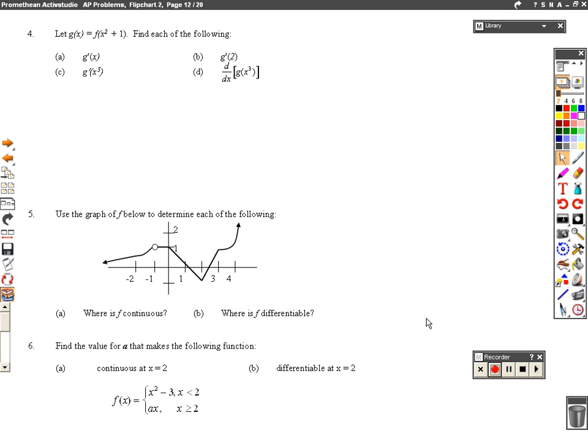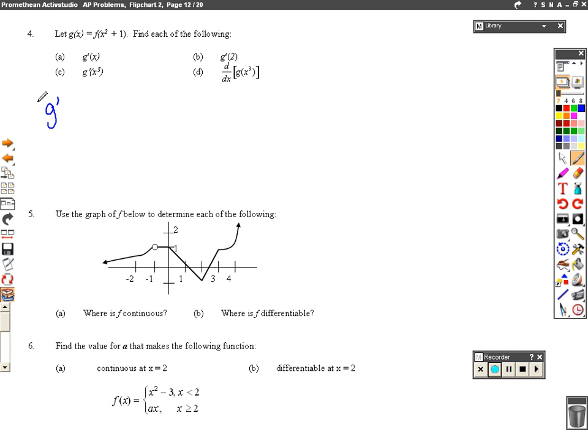All right, moving on to number 4. We have g of x is a function of x squared plus 1. And we want to find each of the following, all related to the derivative. So let's look at A. We want g prime of x. Okay, so this says take g prime and let your input be x.